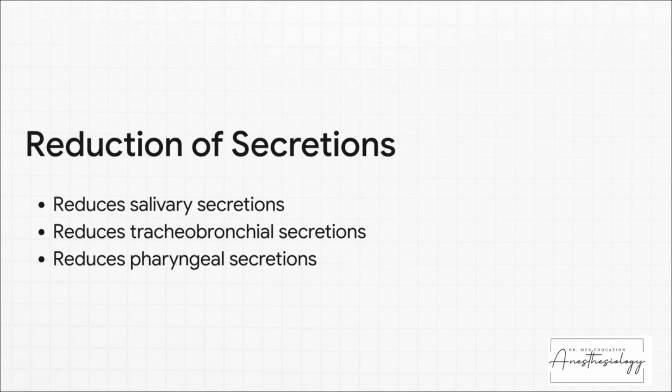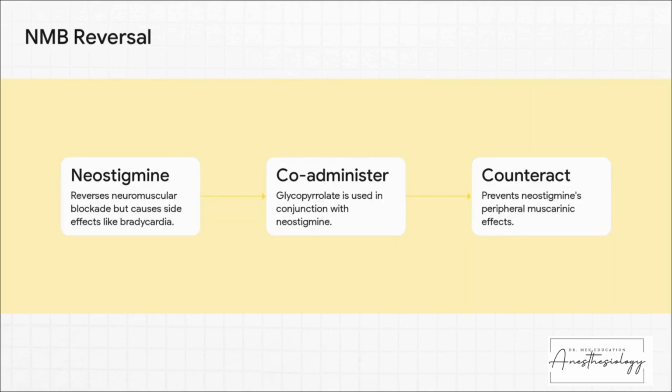Its second major application is as an antisialagogue. It is highly effective at reducing salivary, tracheobronchial, and pharyngeal secretions. This is invaluable for maintaining a clear airway, particularly during procedures where that's a concern, or when you're planning a fiber optic intubation. And here's another crucial role, its synergy with neostigmine during neuromuscular blockade reversal.